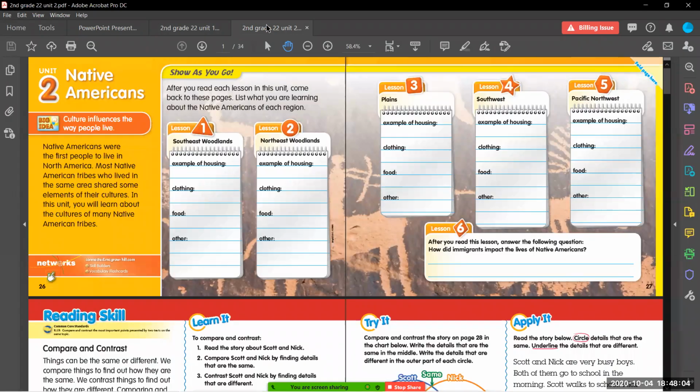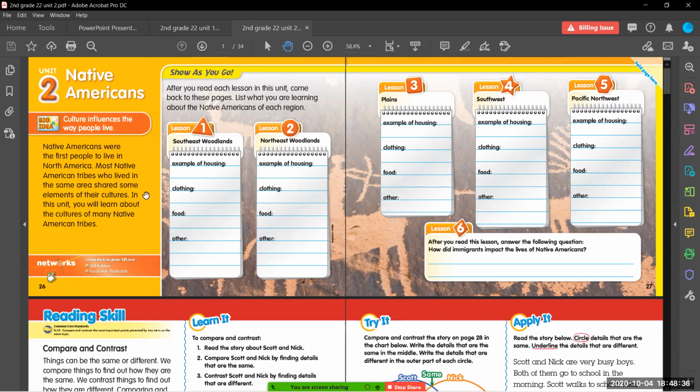Now, Unit 2 is going to be about Native Americans. And our big idea is culture influences the way people live. So culture, which is the traditions and practices from different people around the world, influences or impacts the way people's lifestyles are. Now, we know that Native Americans were the first people to live in North America. Most Native American tribes who lived in the same area shared some elements of their cultures.